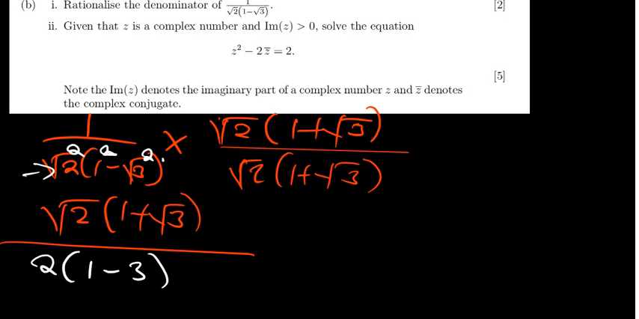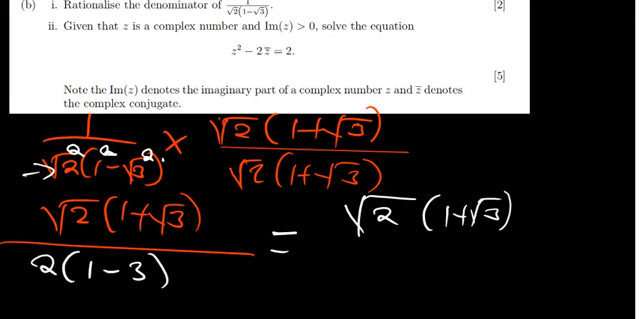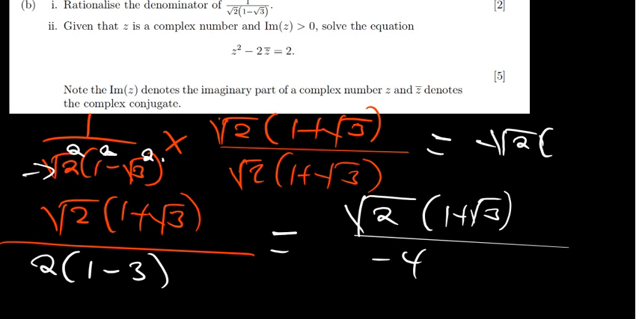Then I can see that inside I'm going to have 1 minus 3, and this is going to be negative 2. Negative 2 times 2 is going to give me negative 4. This is the simplest method. But there's another method, if you're interested to know another method, I can show you. My final answer is going to be negative the square root of 2, open brackets, 1 plus the square root of 3, divided by 4. So this is the final answer.